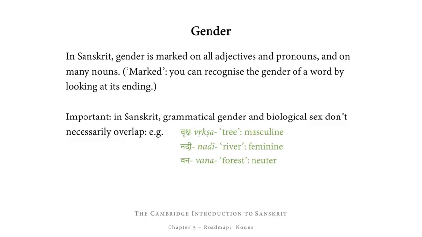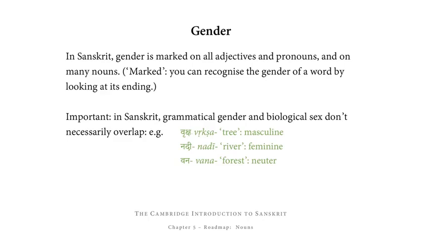Sanskrit has the same genders, the same grammatical genders that English also does: masculine, feminine, and neuter. However, there are two big differences in how gender works in Sanskrit. The first is that in Sanskrit, gender is marked on all adjectives and pronouns and on many nouns. By marked, I mean that you can recognize the gender of a word just by looking at its ending. Now, in English, that isn't the case. In Sanskrit, it is the case, and we'll see what that looks like in just a minute.